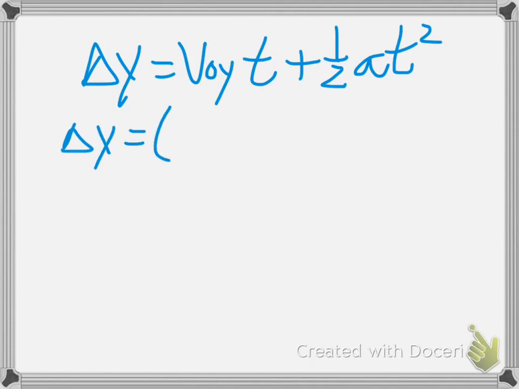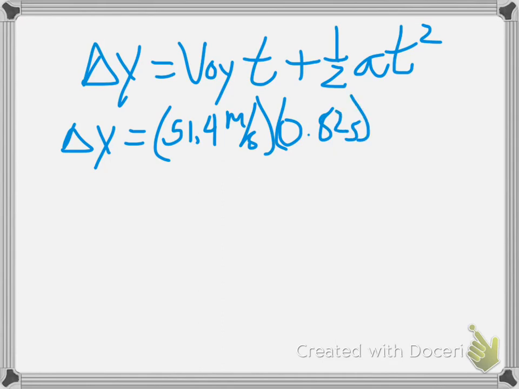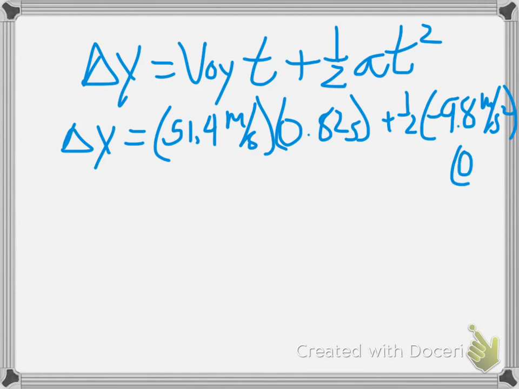Delta y, the initial velocity in the y direction, 51.4 meters per second, multiplied by our time of 0.82 seconds, because that's the time that he would be at the fence line, plus 1/2 times a negative 9.8 meters per second squared, multiplied by 0.82 seconds squared.